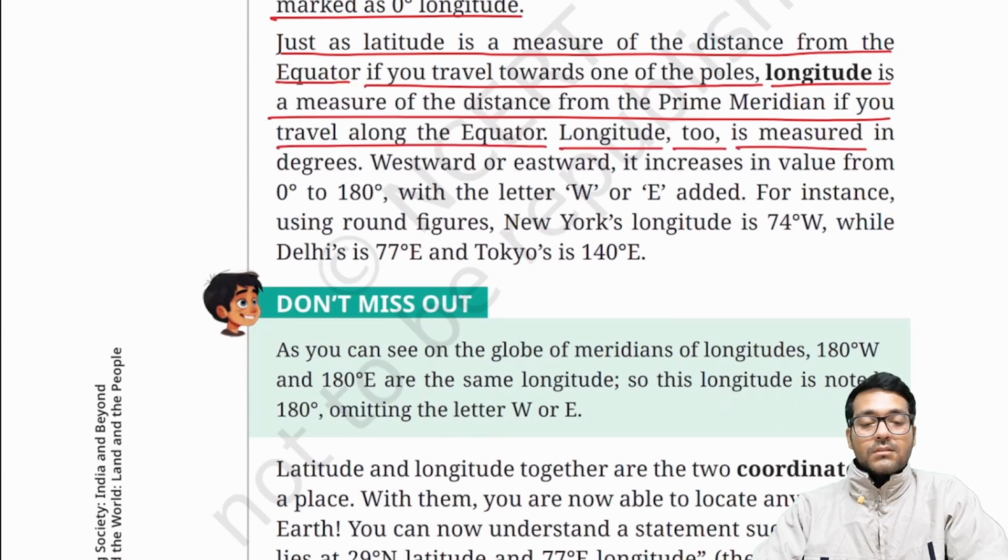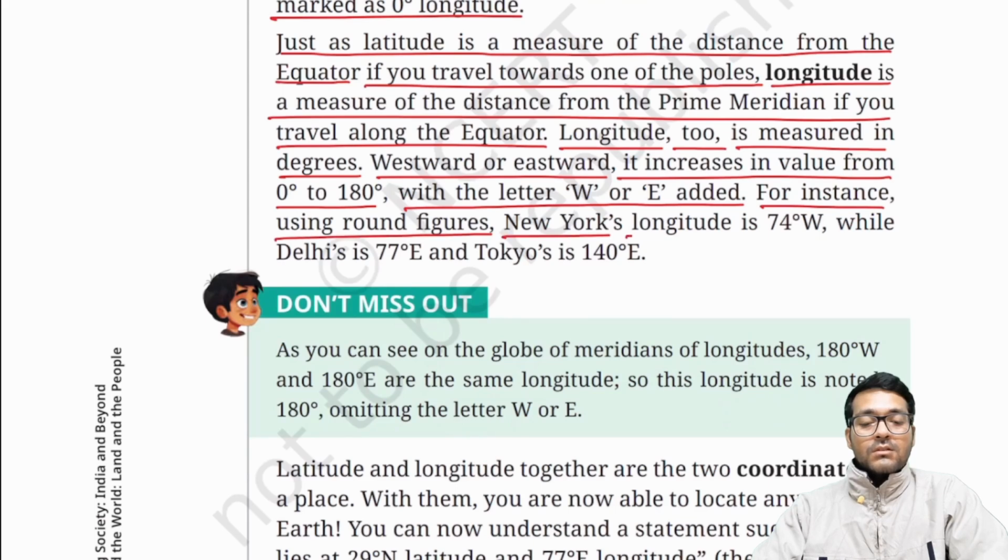Longitude is measured in degrees. Westward or eastward, it increases in value from 0° to 180° with the letter W or E added. For instance, using round figures, New York's longitude is 74° west, while Delhi's is 77° east, and Tokyo's is 140° east.